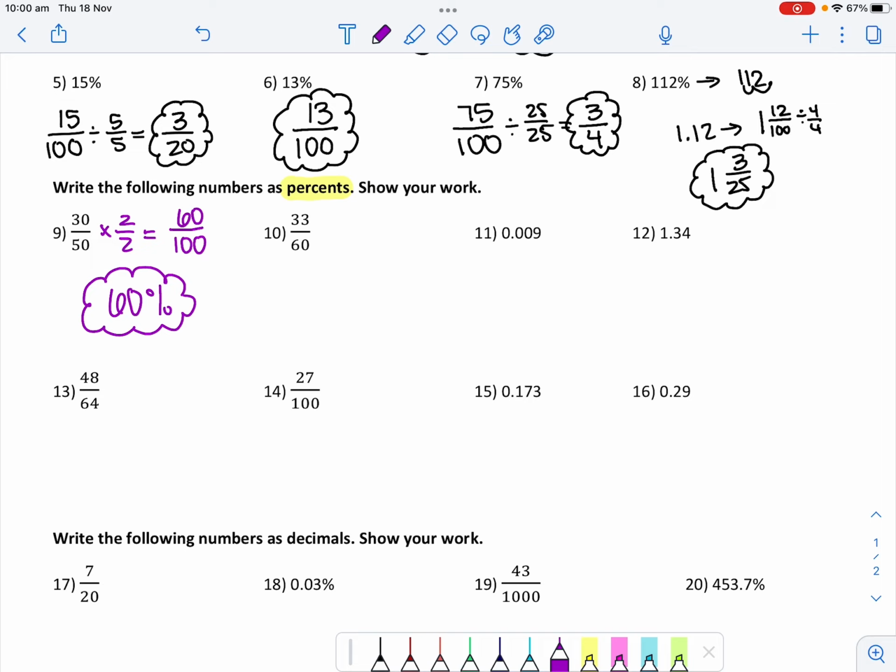For number 10, I cannot go from 60 directly to 100, so I have to simplify. So I'm going to divide by 3 first, and I get 11 over 20, and then I'm going to multiply by 5, so I get 55 over 100, which is 55%.